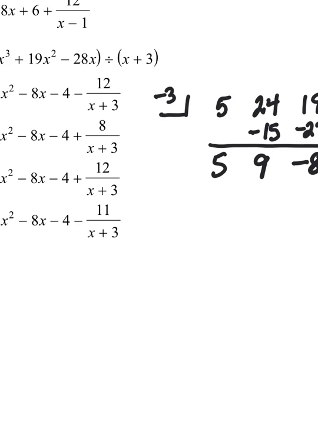Negative 28 plus 24 gives you negative 4. And then negative 3 times negative 4 is 12. And so your remainder is 12. Remember that 4 is the highest exponent. So you have 5x cubed plus 9x squared minus 8x minus 4. And then remember you have the remainder, so it's 12 over x plus 3.